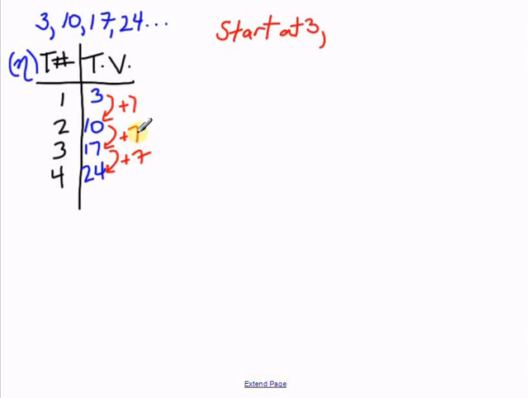Perfect. So this is a linear growing pattern because it is going up. The numbers are increasing and they're going up by the same amount. So they're going up by 7 each time. So start at 3, then increase or add 7 each time. There's my pattern rule in words. And that's really good information for me when I want to come up with my expression.